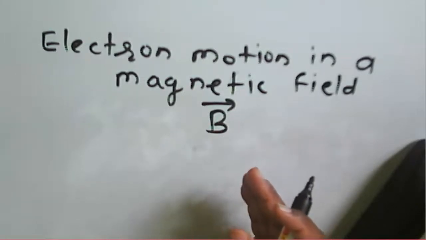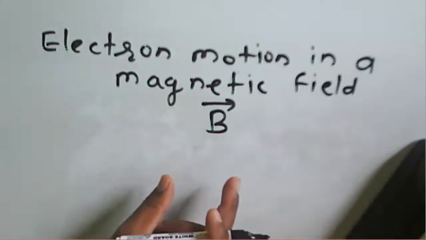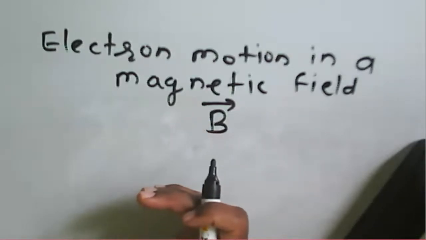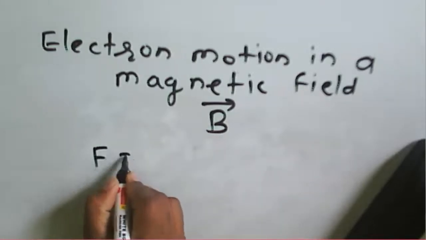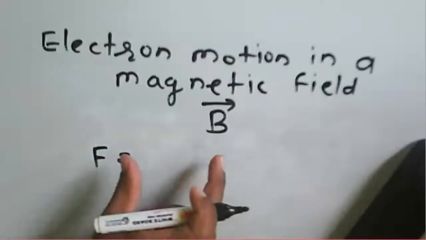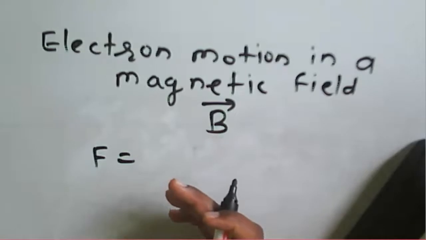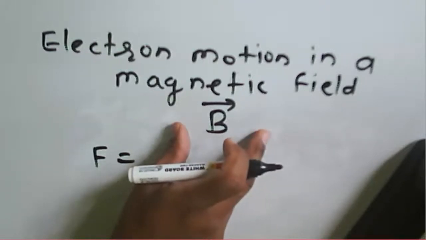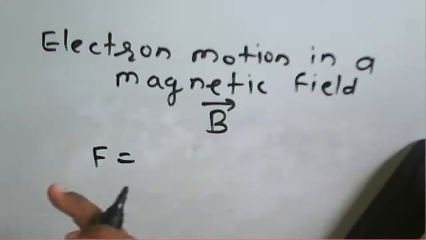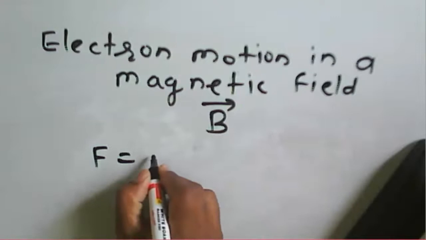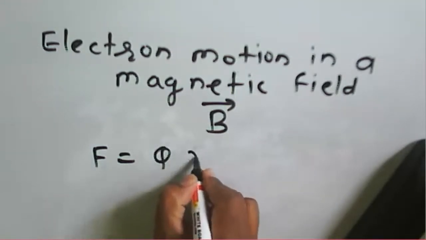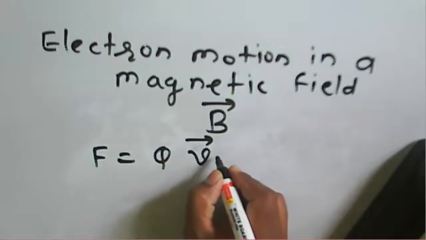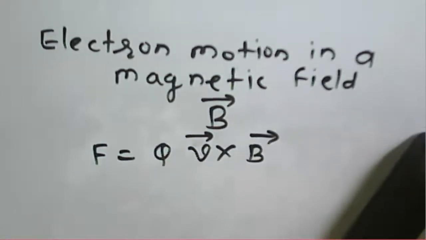So in that case, what happens? The electron has some particular charge. When that charged particle is in motion in a magnetic field, then that charge will experience a force. That force will be directly proportional to the charge, the magnetic flux density, and the velocity of the electron's motion. So we can say Q is the charge, and the velocity has some particular direction, and the field is the magnetic field B.